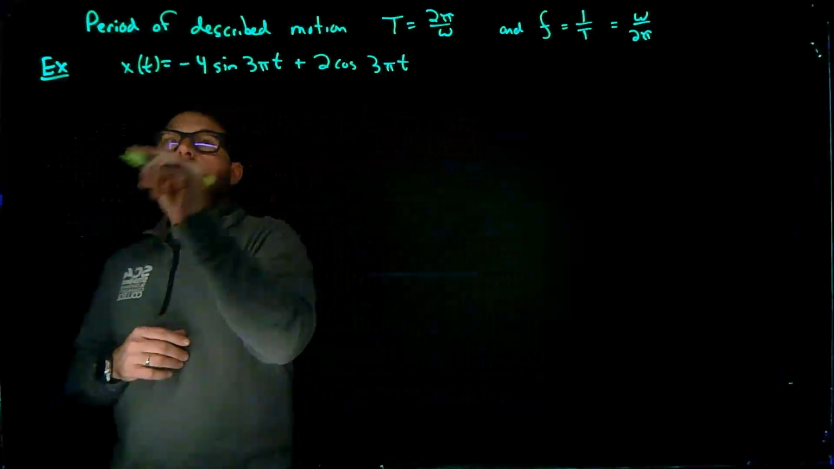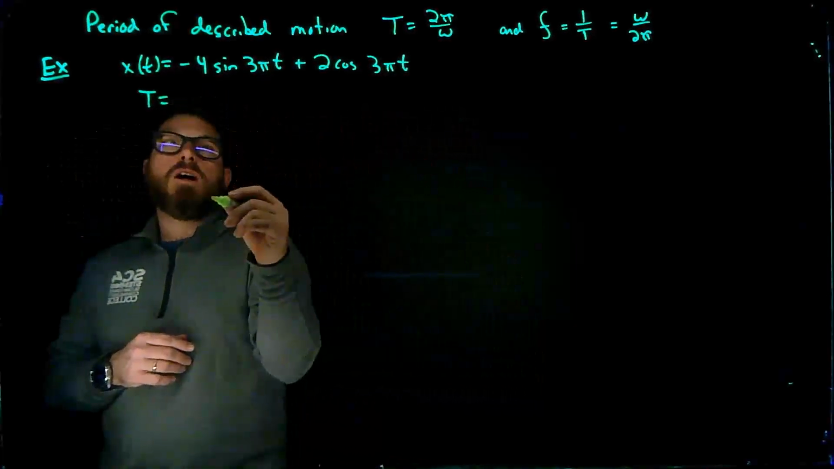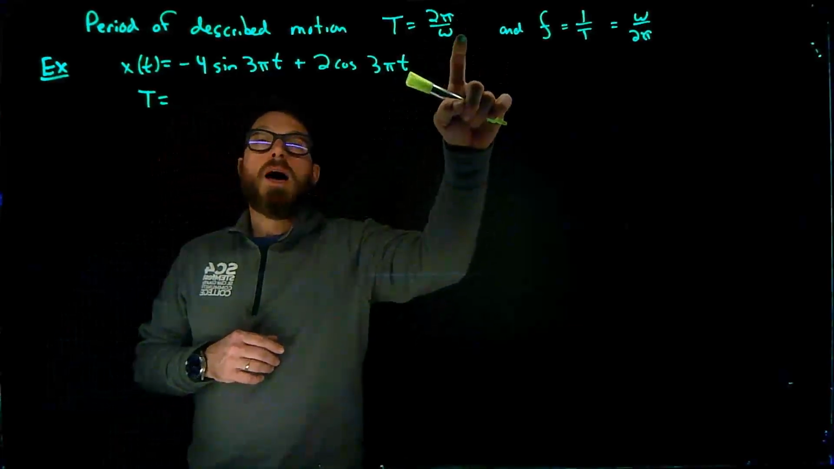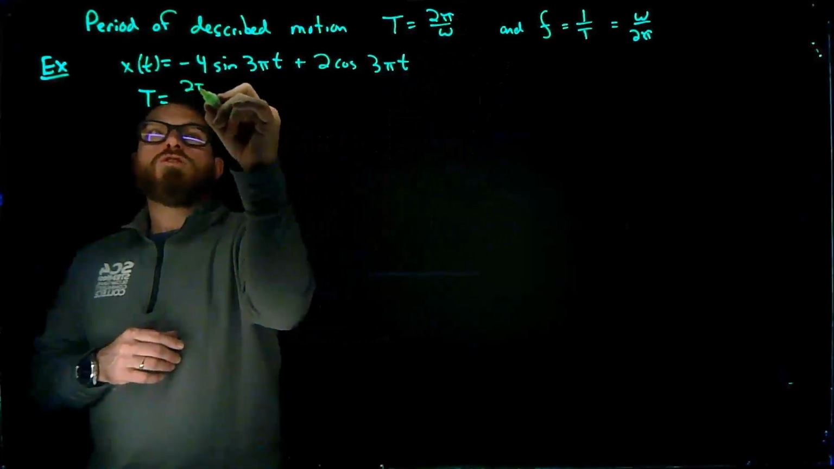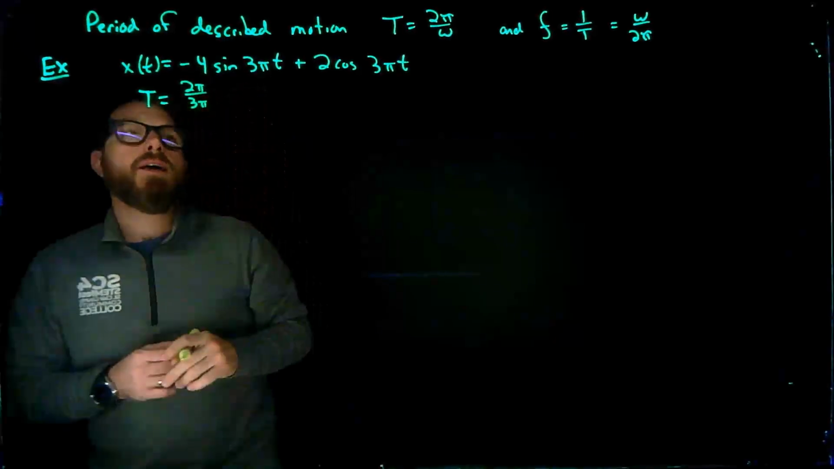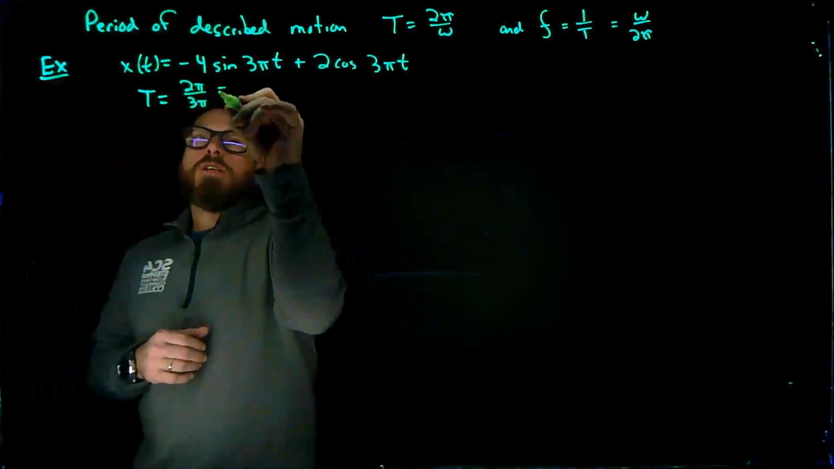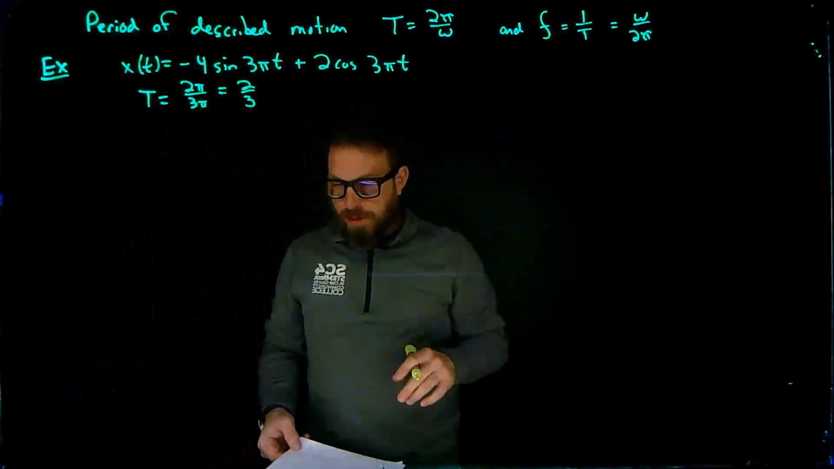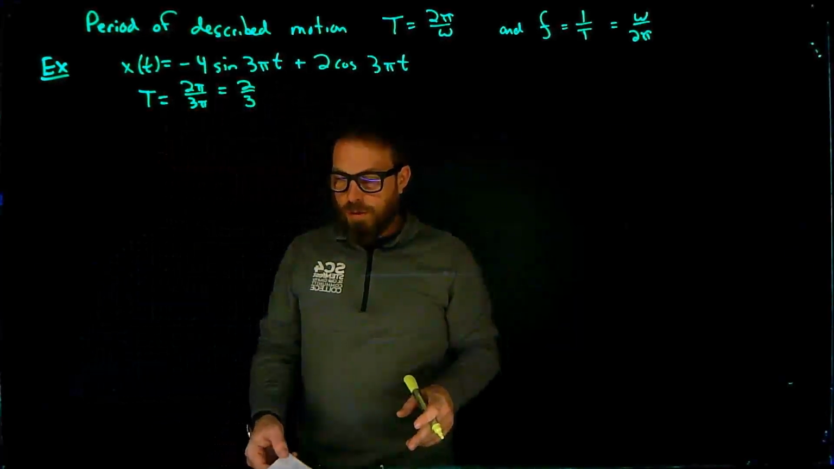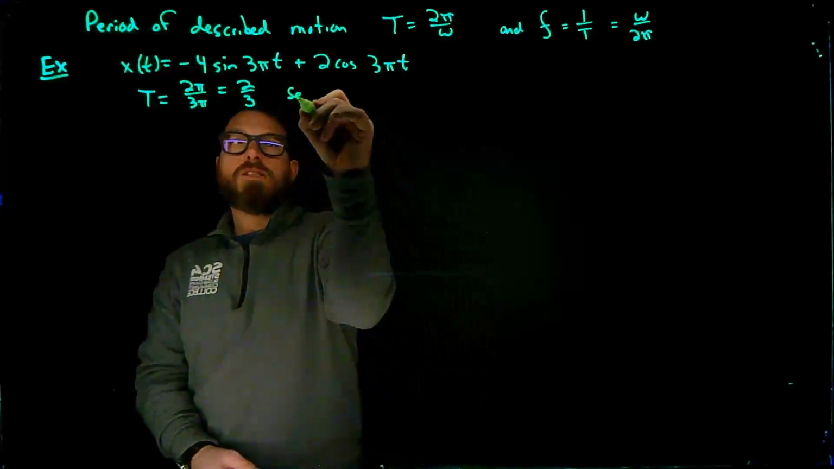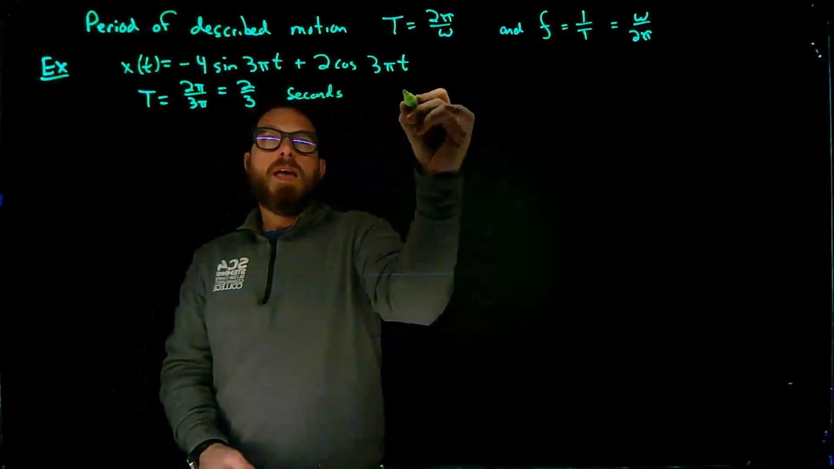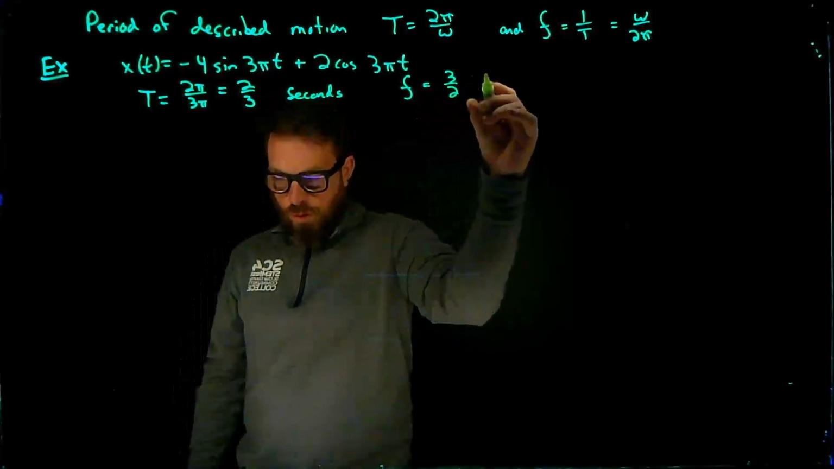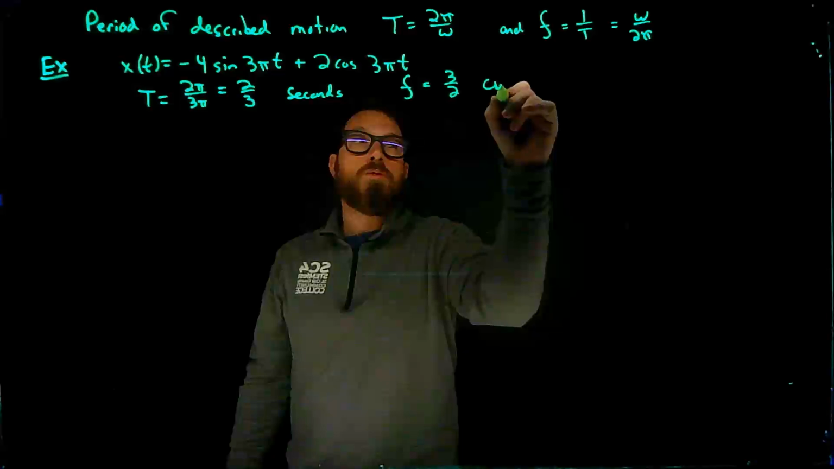So in this case, the period is going to be equal to 2 pi over omega, so this is going to be 2 pi over 3 pi. So the period is going to be 2/3, which means the frequency is going to be its reciprocal, which is going to be equal to 3/2. So this is 2/3 seconds, and then its frequency is going to be equal to 3/2. And what this really means is this would be cycles per second.